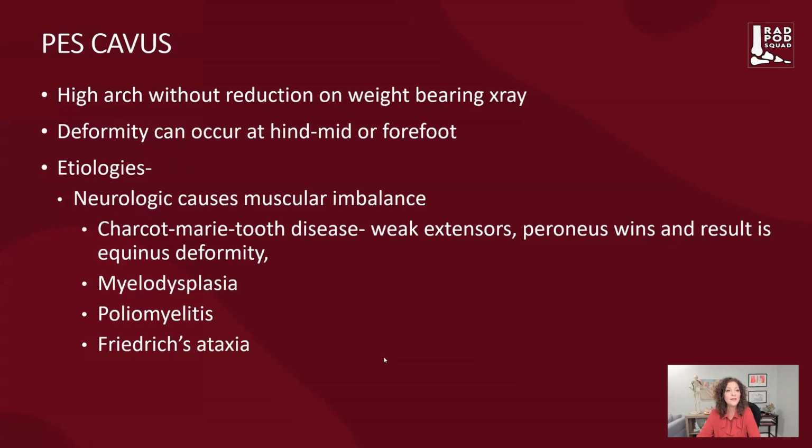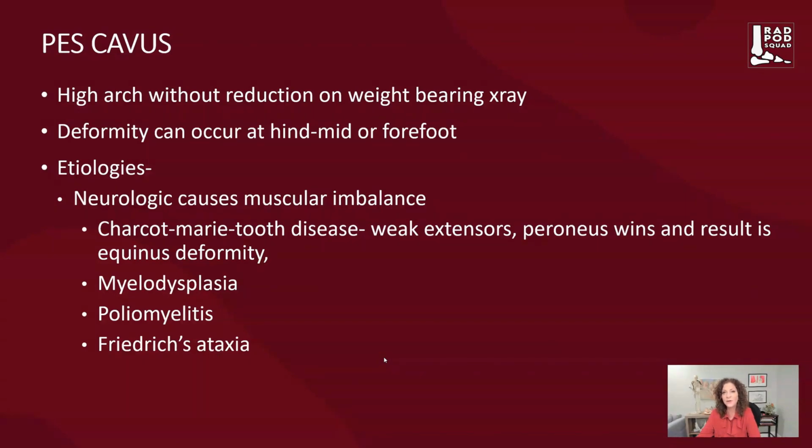Moving on to Pes Cavus, this is someone who has a higher arch without reduction on weight-bearing x-ray. The deformity can be seen to occur at the hindfoot, the midfoot, or the forefoot. The etiologies, neurologic can be one of the major etiologies, can cause a muscular imbalance. This is well known in Charcot-Marie-Tooth disease.